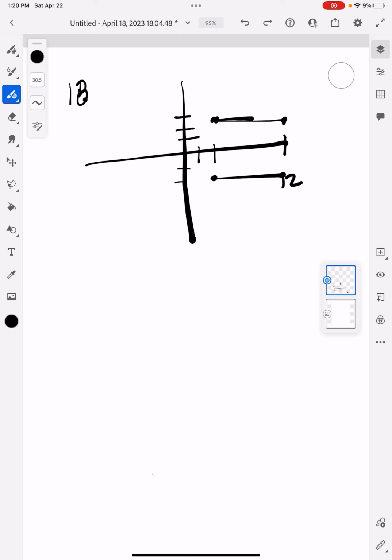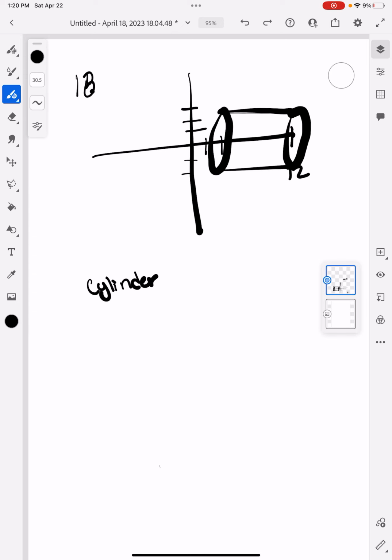So I have this line segment, and then remember, to connect them, we draw a circle. So this is a cylinder. And we know that a cylinder is made up of the net of 2 circles and a rectangle. And so to find the surface area of a cylinder, I have to find the surface area of each circle plus the rectangle.